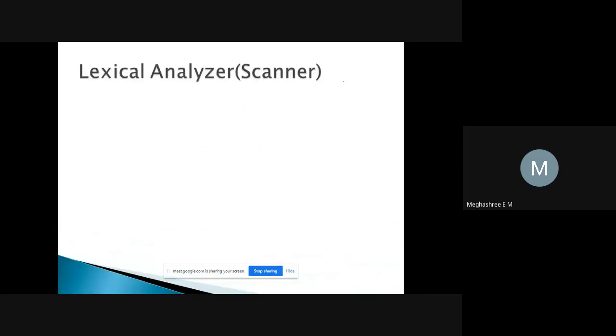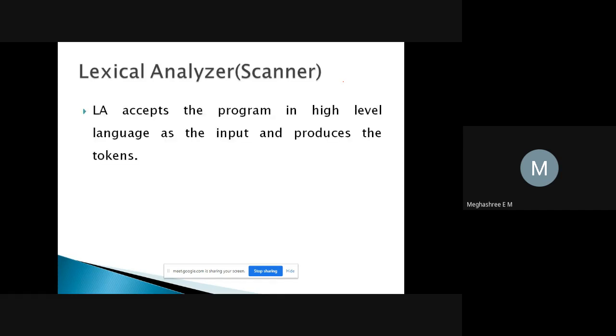Okay, so lexical analyzer is also called a scanner. The input for this lexical analyzer is high level programming instructions, or the program which is written in a high level language. Now this lexical analyzer, what does it do? It accepts the program written in a high level language as input, and the output of this phase is tokens. You have to remember this. We will feed the high level language as input to the lexical analyzer, and it produces tokens as the output.